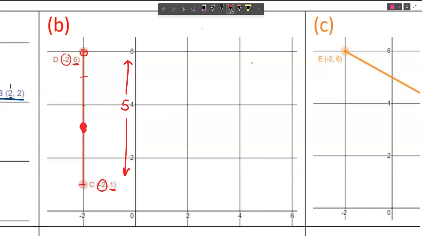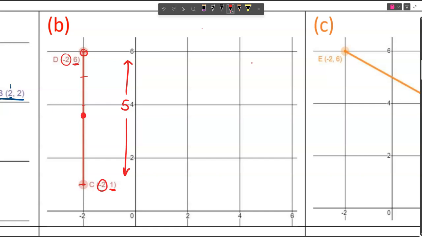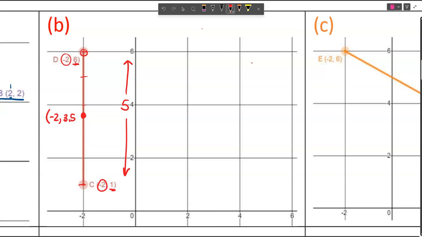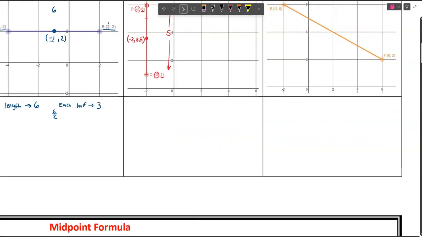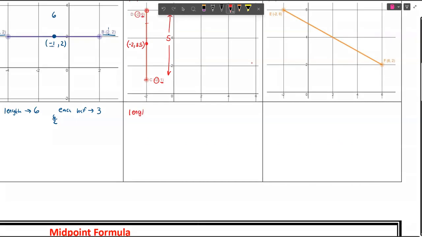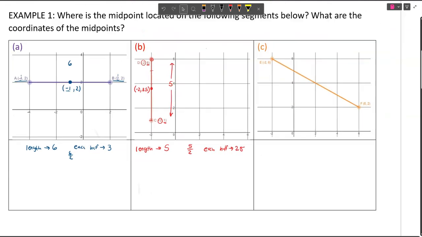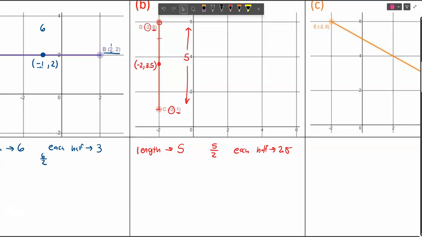With that, 3.5 is actually probably a little higher than that, so why don't we put it right there. This midpoint would have an x coordinate of -2 and a y coordinate of, well, we count 2.5 from this, so that would be 3.5. Once again, we found the entire length, which was 5. Then we took 5 divided by 2 so that each half ends up being 2.5. That's the distance from the ends.